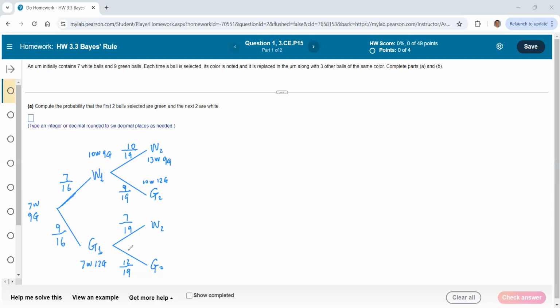And if the first ball is green, second ball is white, we would have 10 white balls and 12 green balls. And here, green, green. So you have 15 green balls and you have 7 white balls. All right, you keep doing that.